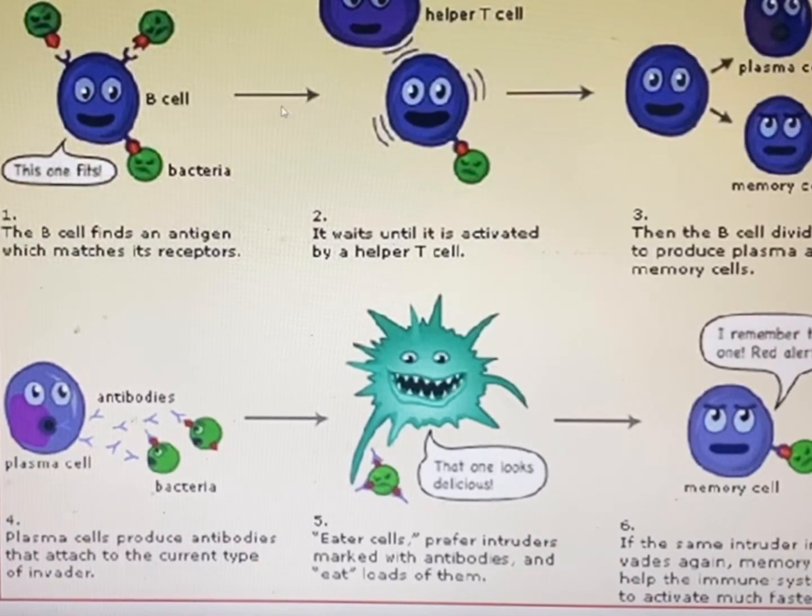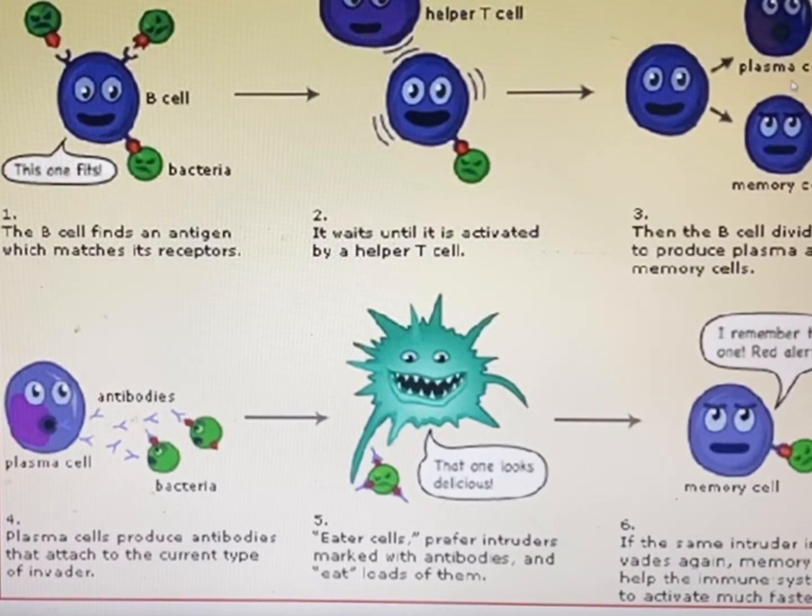And secondly, the B cell clones. How? At first, this B cell attracts the helper T cells to scan them, right? Then these T cells replicate into two types of cells. One is plasma cell, another is memory cells. Okay, this is the third phase.